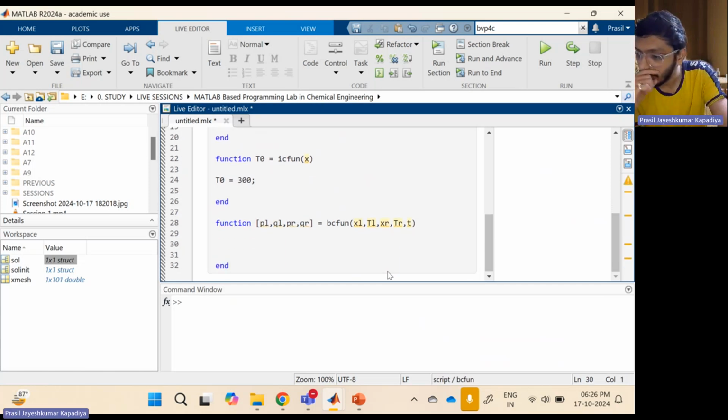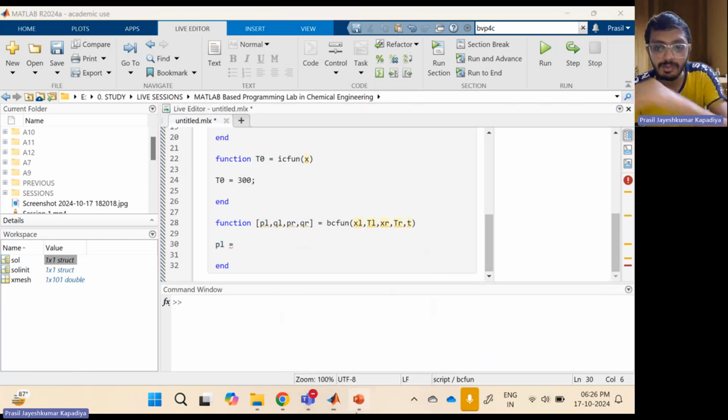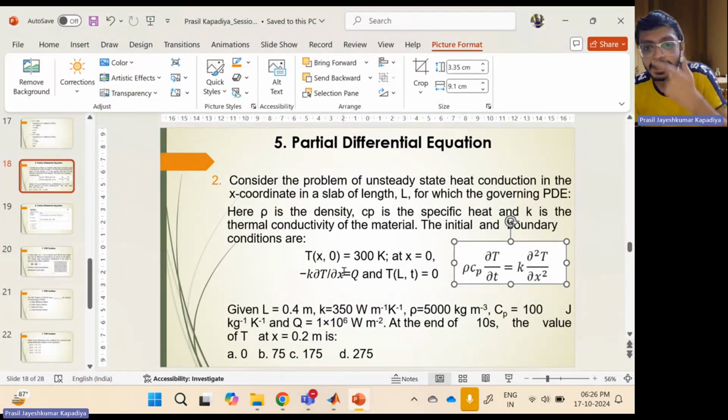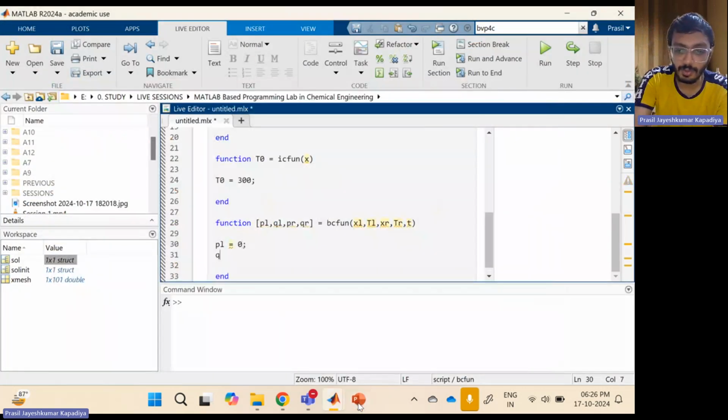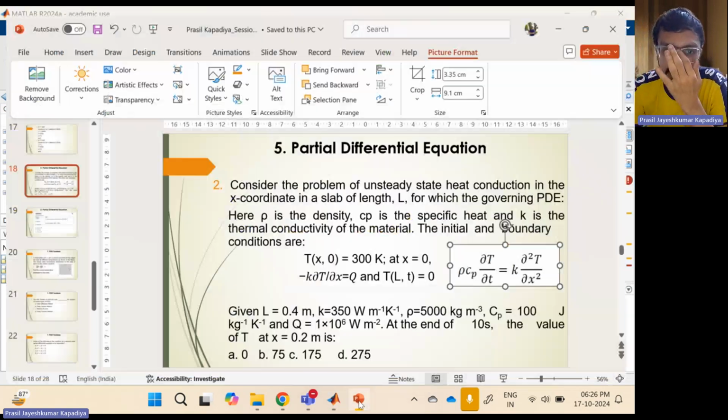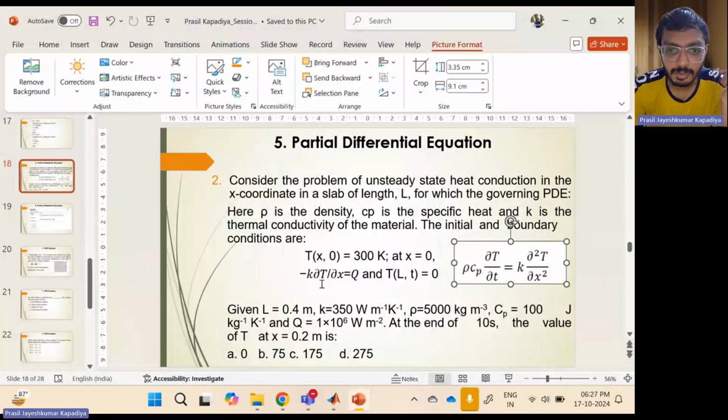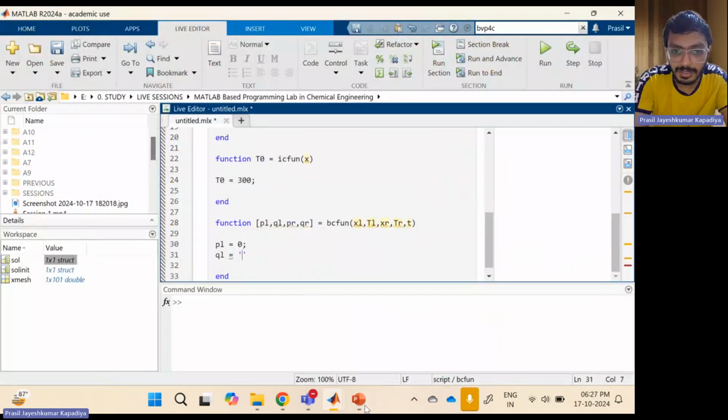So here, what is my PL? My left boundary condition at x equal to 0. It is not Dirichlet. It is Neumann. So my PL will be equal to 0. And I will have some value of QL. QL is defined as the coefficient of this dT/dx term. So that is minus k by q. So it is minus k divided by q.